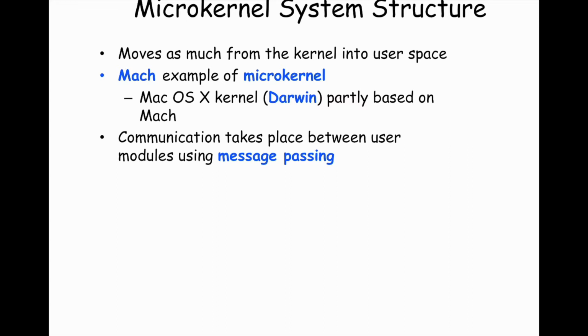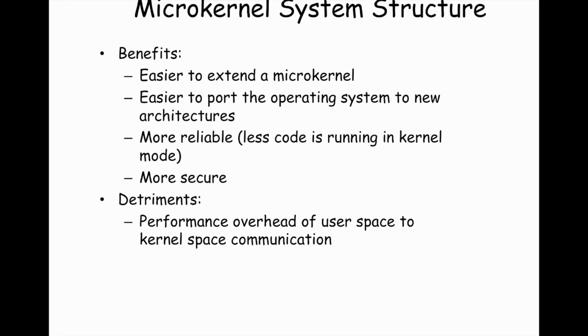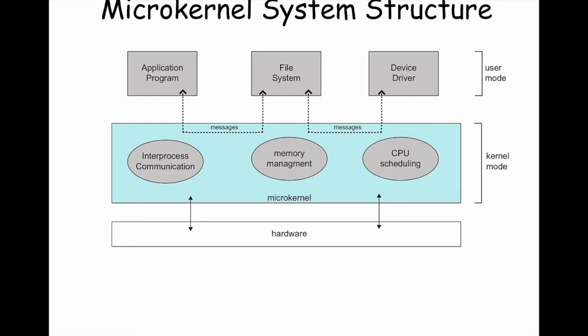And the idea then is if you want these things to interact, you're going to pass messages between these services. And Mach is a very famous example of a microkernel, and that's the basis of part of Mac OS. So the benefit is that it's easier to extend. If you want to change the memory management policy or the way the file system works, you can do that very easily in a microkernel architecture. You just change the file system service or change the memory management service, and the rest just continues to work, right?